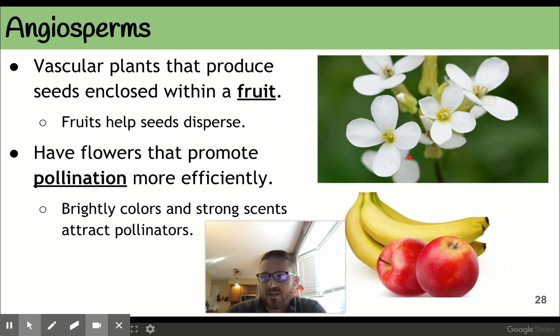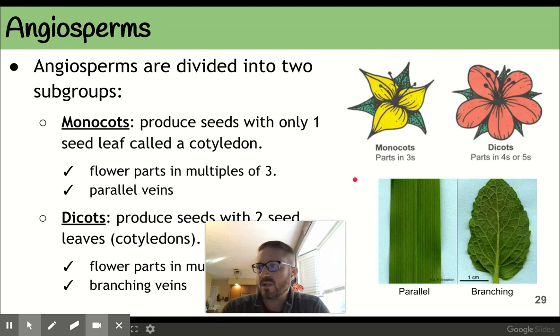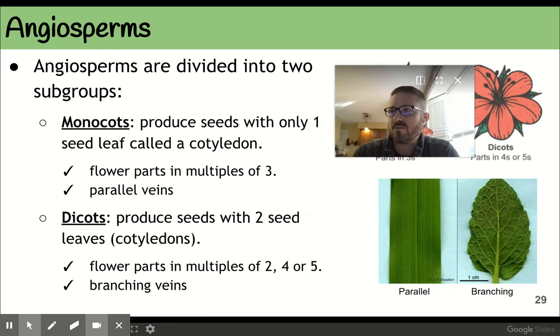fertilize an egg. So the main thing with angiosperms is they produce fruits that have seeds, and those are for fruit or seed dispersal. And they also produce flowers meant to attract animals to help with pollination and that part of sexual reproduction. Flowers produce bright colors and strong scents and nectar meals to attract pollinators to do their dirty work. There are two major groups of angiosperms.